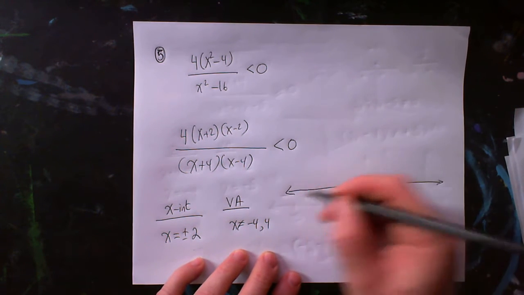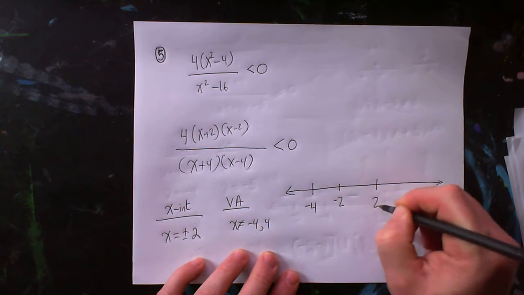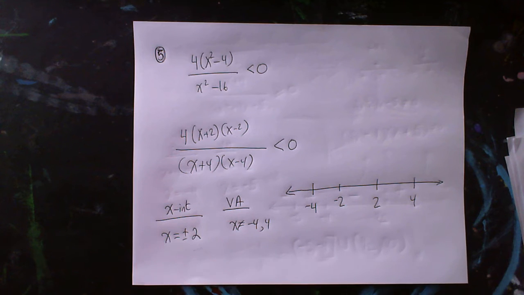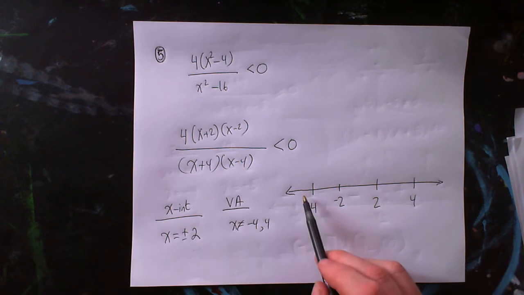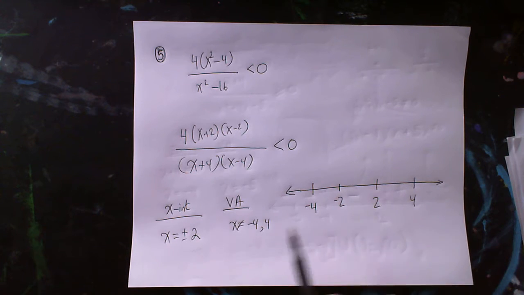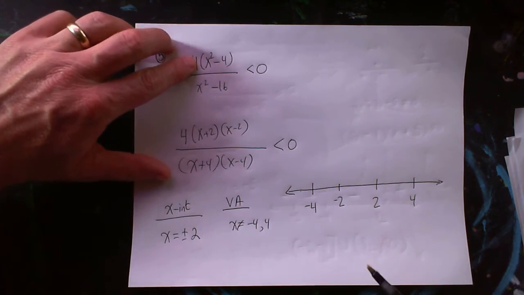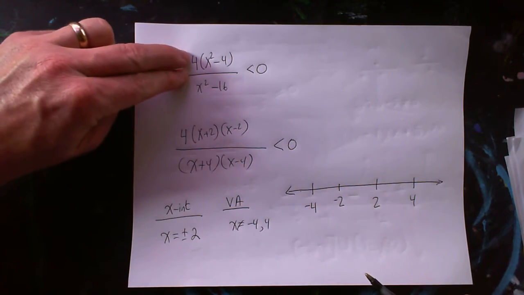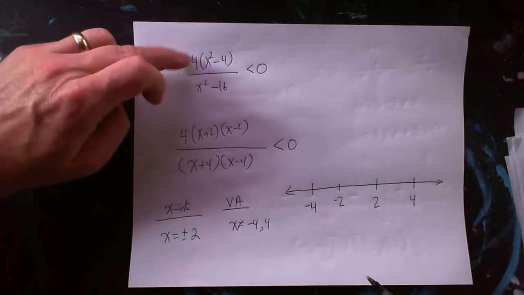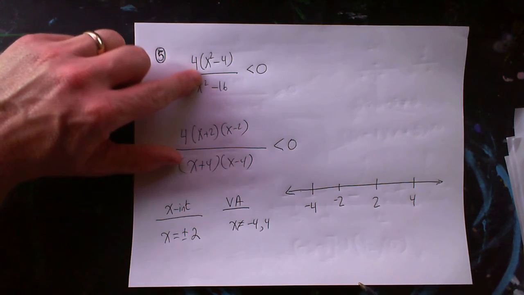So these are the locations where we can actually change signs. Making a sign line, I'm going to go negative 4, negative 2, 2, and 4. So now I have to determine, do I have a plus or a minus in each one of these different intervals? If I put in negative 5, and you can plug it in here or here, just depending on what you think is easy. I think the top one would probably be easiest here just because it's simple.